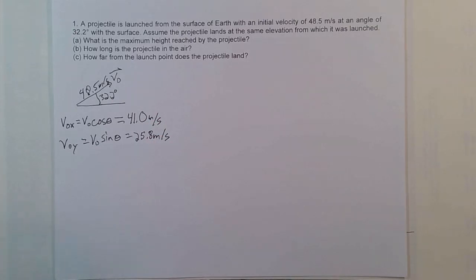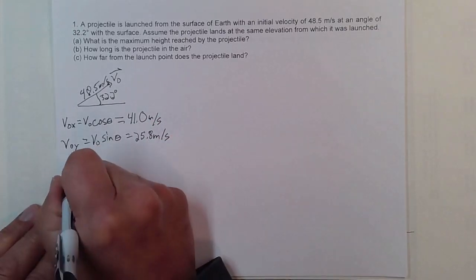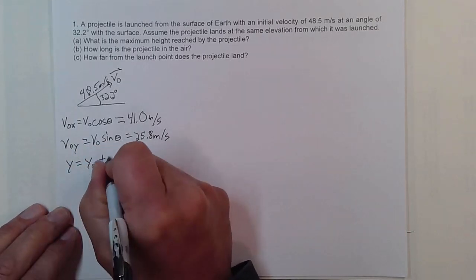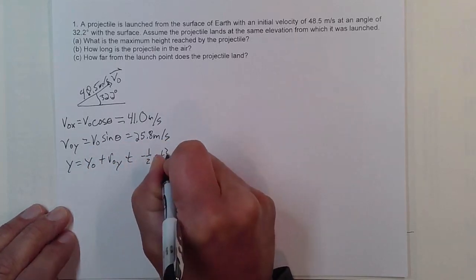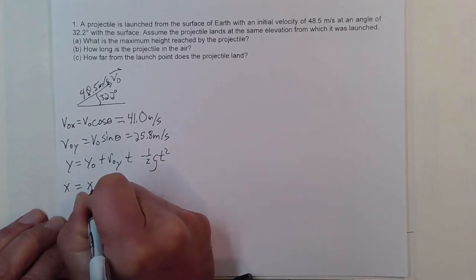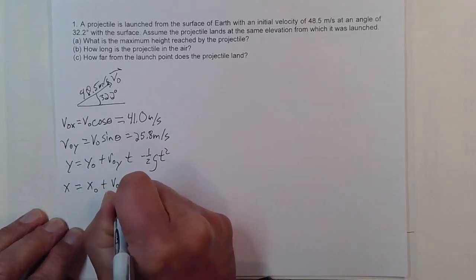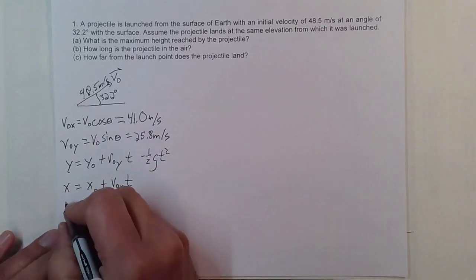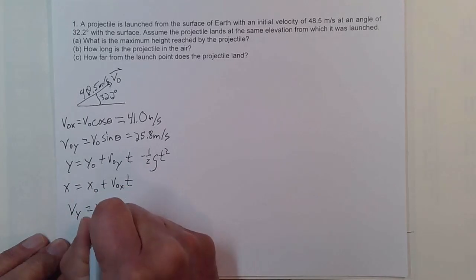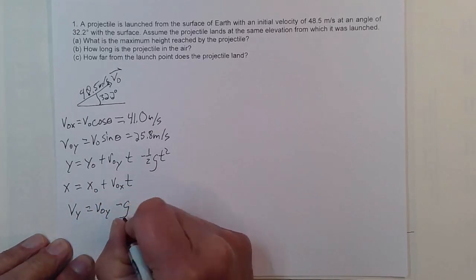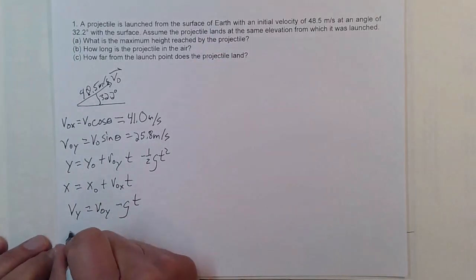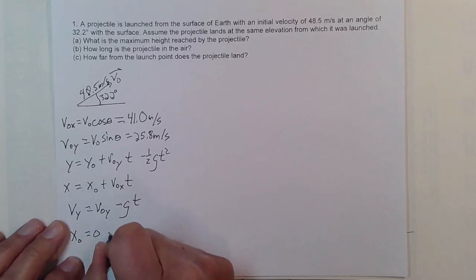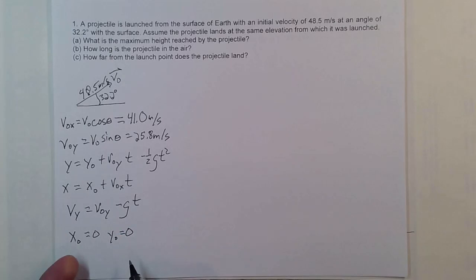That's for starters. Then my equations would look like this. Y equals y naught plus v naught y t minus 1/2 g t squared. X equals x naught plus v naught x times t. We can write the equation for v sub y: v sub y equals v naught y minus g t. It's launched from the surface of the Earth. Let's let x naught equal 0 and y naught equal 0. That's the launch point. We're free to do that anytime we want.